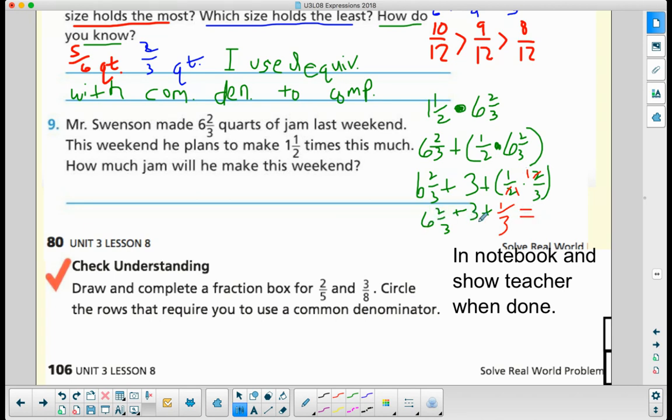Now, add it all together. 6 2/3 plus 3 would be 6 plus 3 is 9 2/3. Plus 1 more third would be 9 and 3/3. Well, 3/3 is 1 whole. So 9 and 1 more whole would be 10 quarts. No wonder they were making 1.5 times as much. They wanted to make a total of 10 quarts.